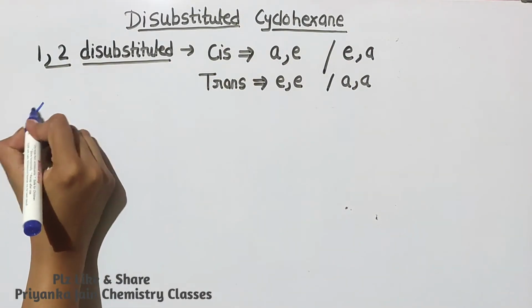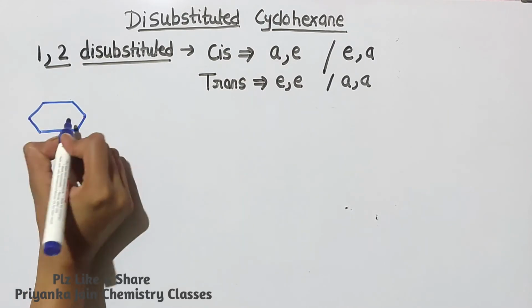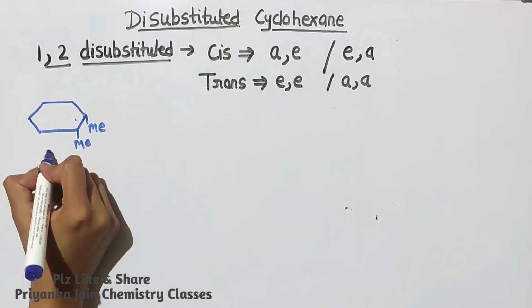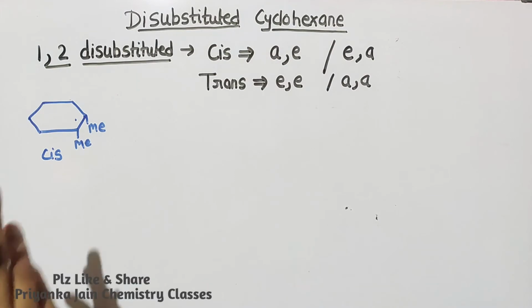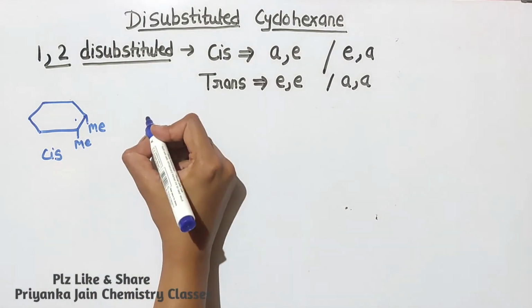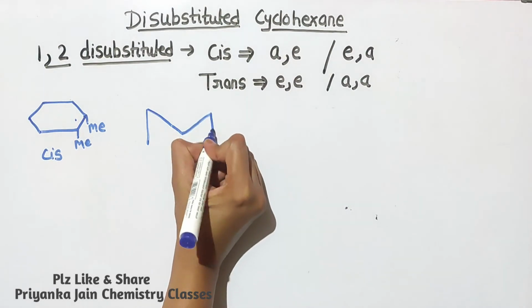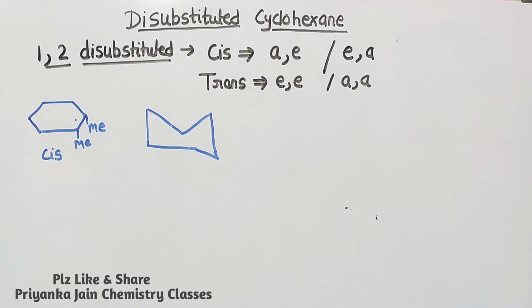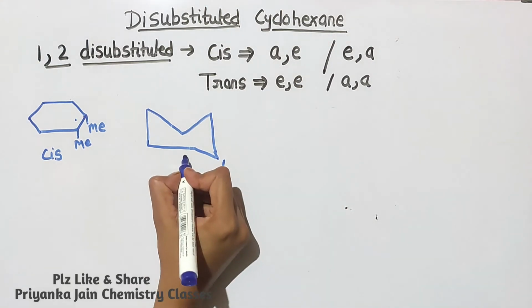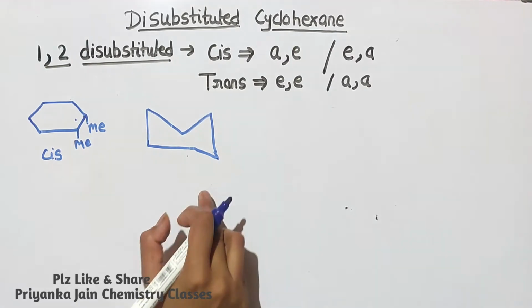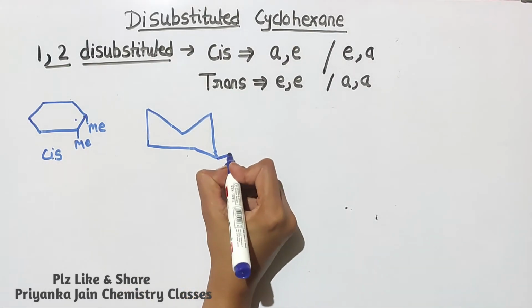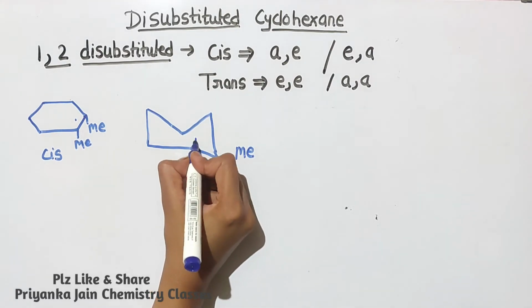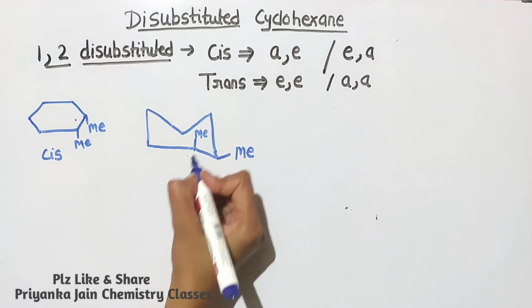If both our methyl groups are present like this, it is called the cis isomer, right? Now if we are making it in the chair form, how will we make it? We will make it in this manner, and this is one position, this is two position. At this position, if this methyl group is equatorial, then at this position it will be axial, so it should be present in this manner.